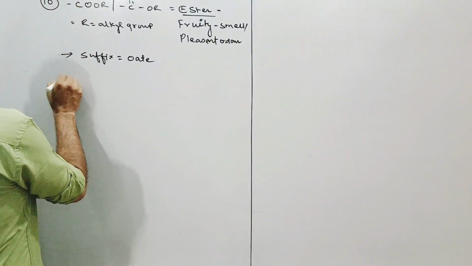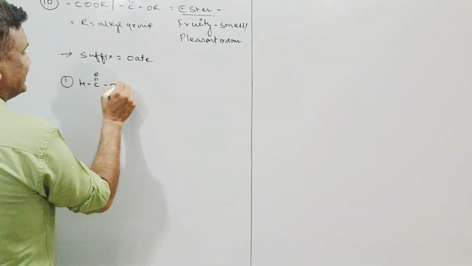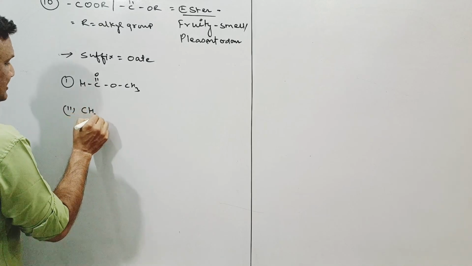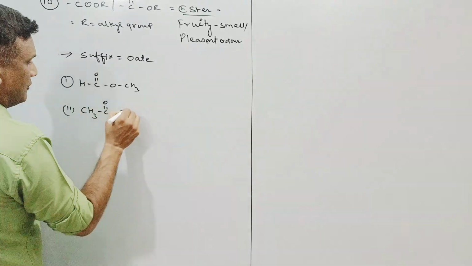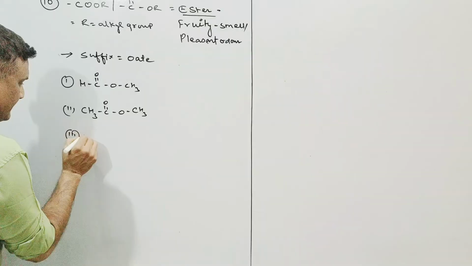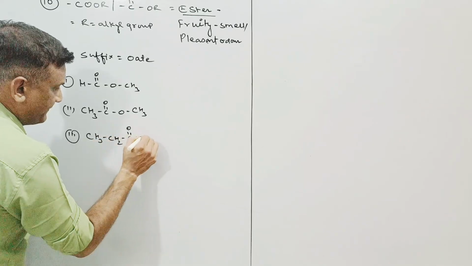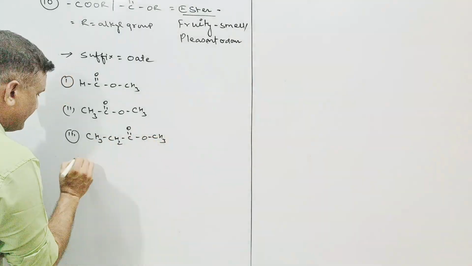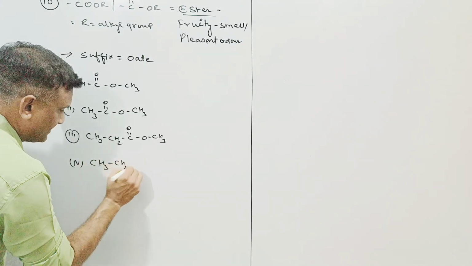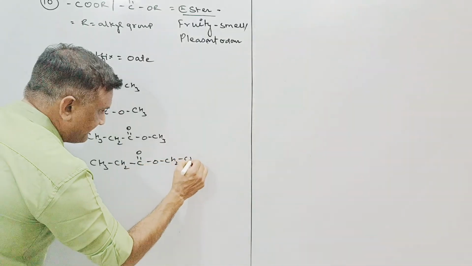So it's time to discuss the practice. This is HCOOCH3. This is the second compound, CH3COOCH3. This is the third compound, CH3CH2COOCH3. We can take the fourth compound, CH3CH2COOCH2CH3.